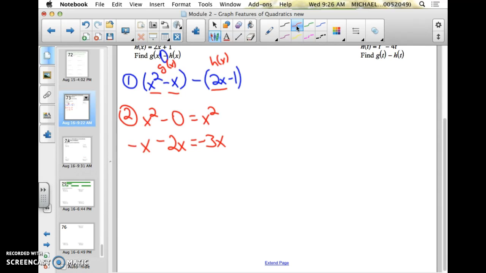And then continuing on, I've already used the x squared term, I've used the x term, and I've used the 2x term. They're all gone. The only thing I have left is this negative 1 in the right-hand function h of x. In this case, there's no like term in g of x, the left-hand function, so I'm going to put 0, but I still have to do minus, because it's on the right-hand side, minus a negative 1, which turns into positive 1. So my final answer becomes x squared minus 3x plus 1.